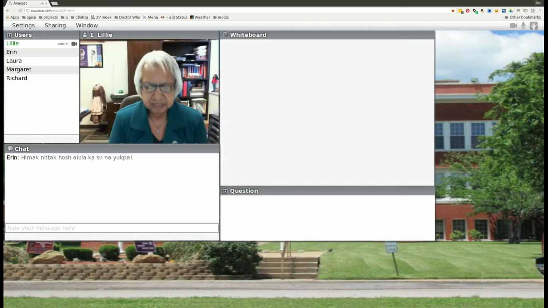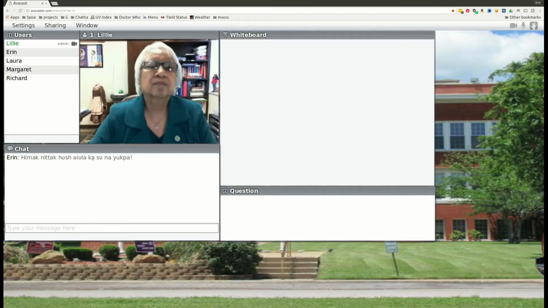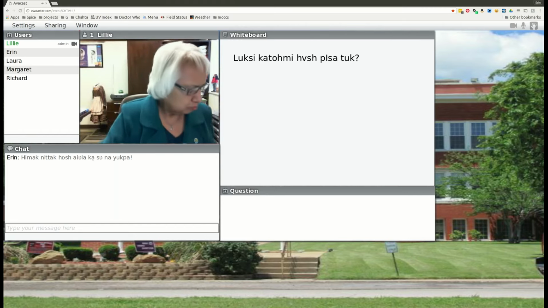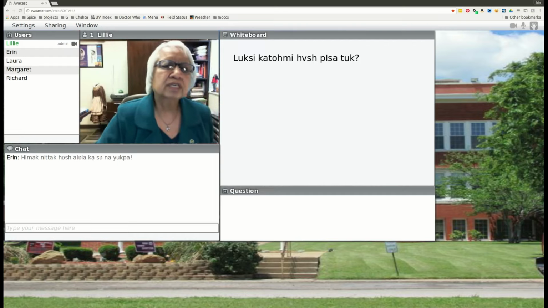So let's take a look at these examples. The first one says, Luksi katohmi hashpin satuk. How many turtles did you all see?